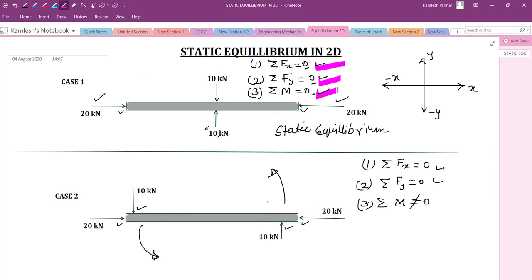What about 3D? This I will cover in some other lecture, but in short I can answer, in 3D 6 equations need to be satisfied: summation Fx equal to 0, summation Fy equal to 0, summation Fz equal to 0, 3 translational equations, and 3 rotational equilibrium equations, that is summation Mx equal to 0, summation My equal to 0 and summation Mz equal to 0. These 6 conditions need to be satisfied for equilibrium in 3D. In detail we will discuss in some other lecture.